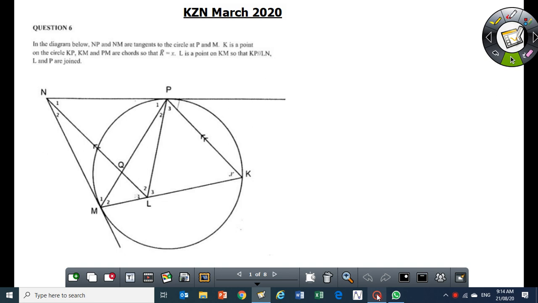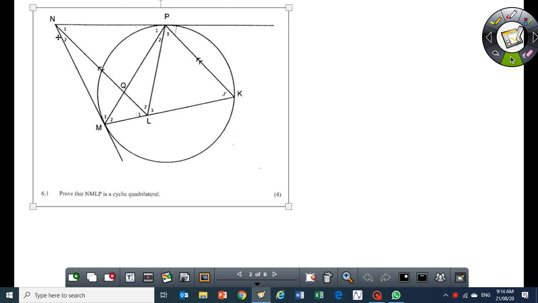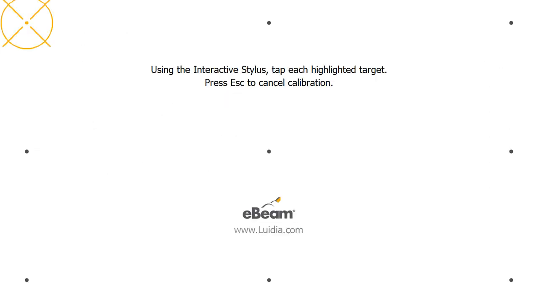So the first question was saying prove that NMLP is a cyclic quadrilateral. Right, before I do the question, I just want to remind you that there are three ways that you can use to prove that a quadrilateral is cyclic. You use the three cyclic quad theorems.